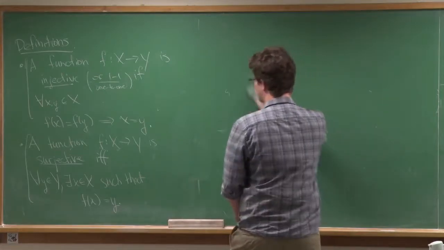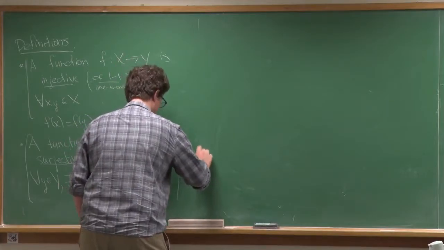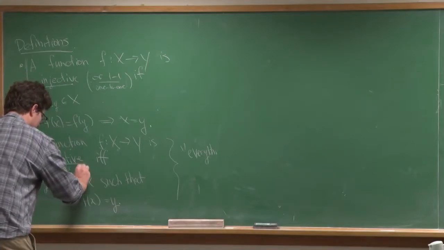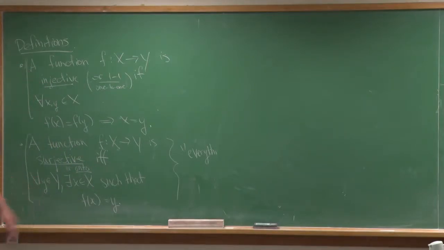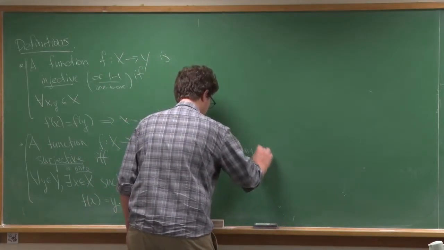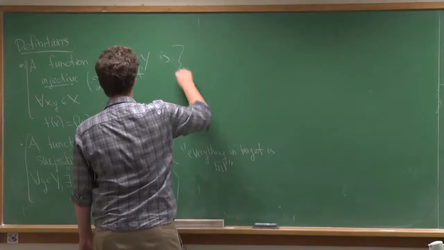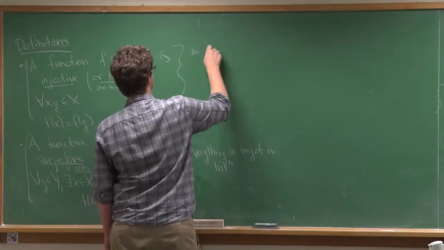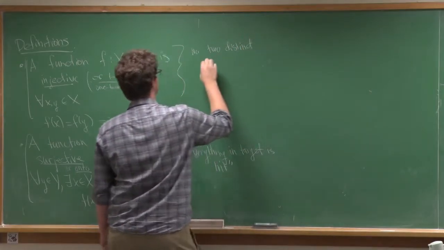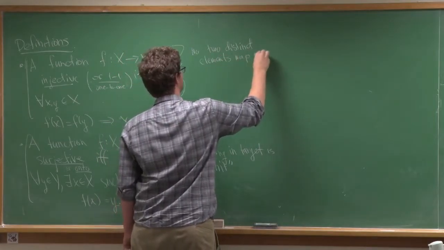So this is saying everything in the target is hit. Is surjective the same thing as onto? Yeah, onto. Everything in the target is hit. And so this is saying no two distinct elements map to the same thing.